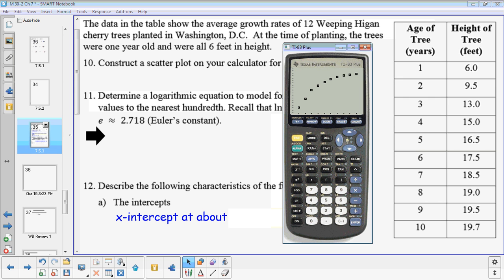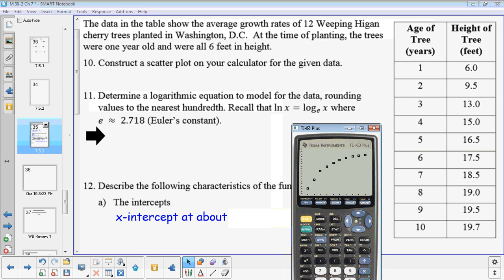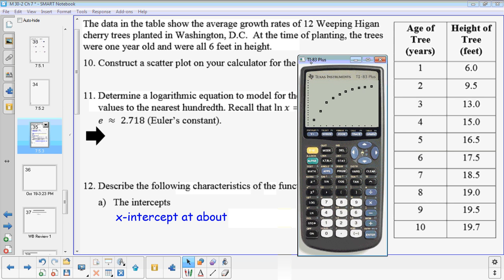So there we go. You have a scatter plot that kind of looks like that. So it has this kind of curve that looks logarithmic, kind of as it goes towards the right there. And so we're asked to do a log regression in question number 11. And so when we do a log regression on the calculator, it's going to be a log base e. So it's going to be the ln of x.